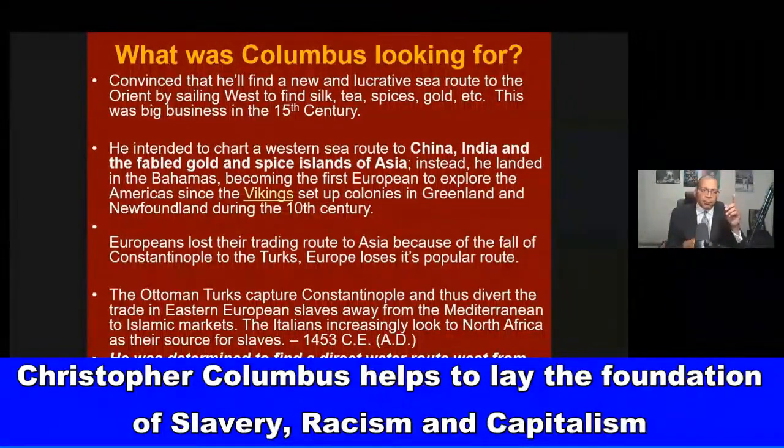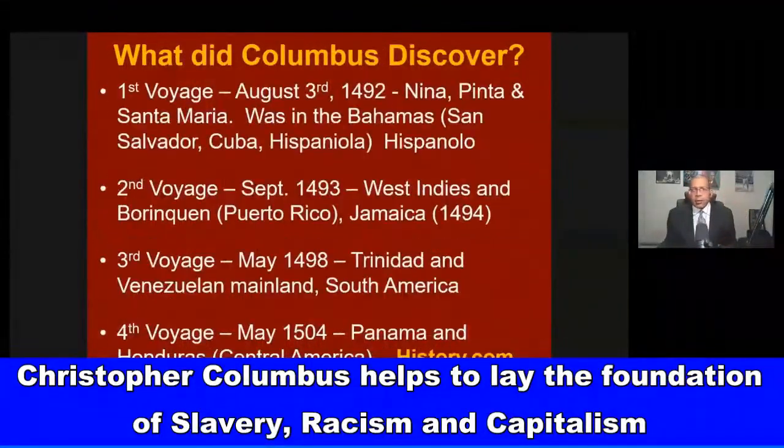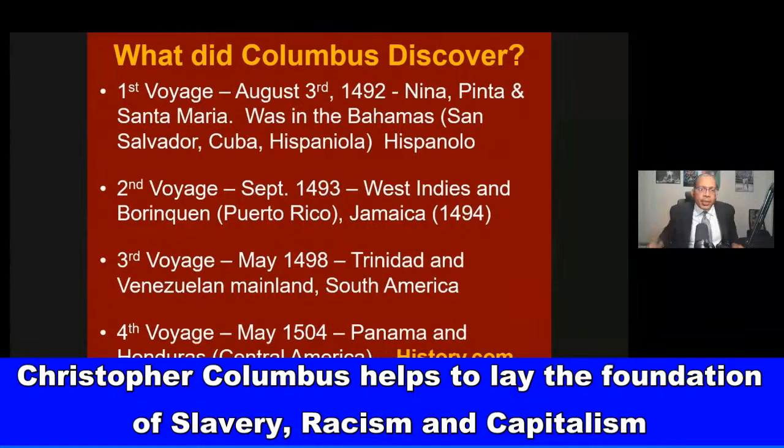All right. Now, Columbus never found that direct water route from the west going east that he was looking for. When we look at where he goes on his 4 voyages, he never comes to the land we call the United States of America. Okay.